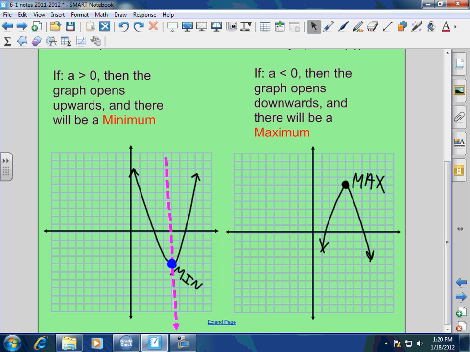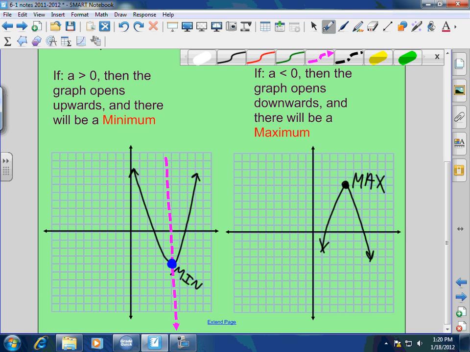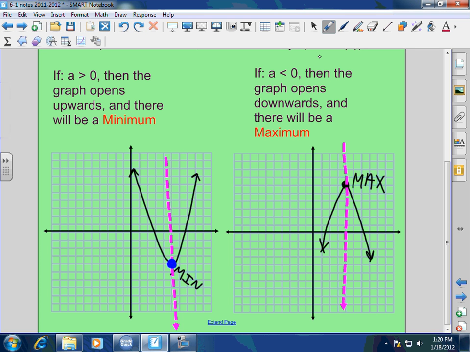Because if the graph opens upwards, you will always have a minimum. This over here, this again is the axis of symmetry. It cuts the parabola in perfect halves. This up here is the vertex. It's on the axis of symmetry. It's that y value at the axis of symmetry x value. And in this case, it will be a maximum because whenever a is less than 0, or whenever the quadratic function points downwards, I have a maximum.